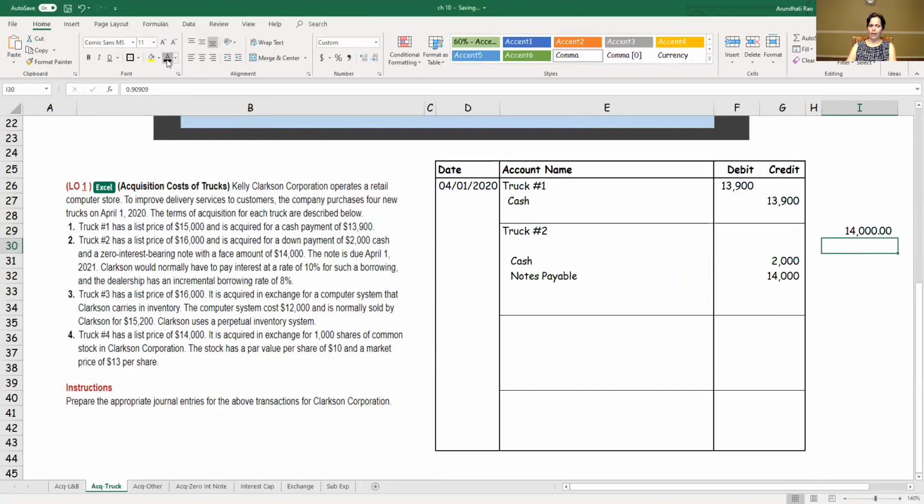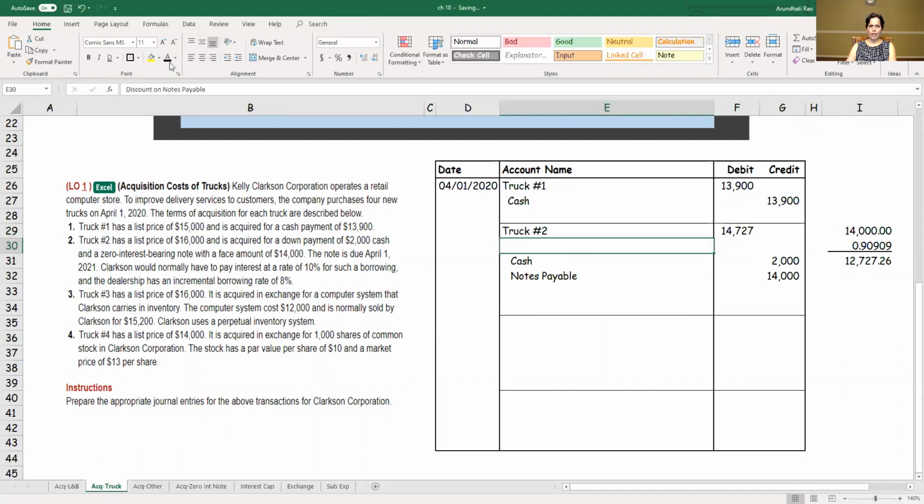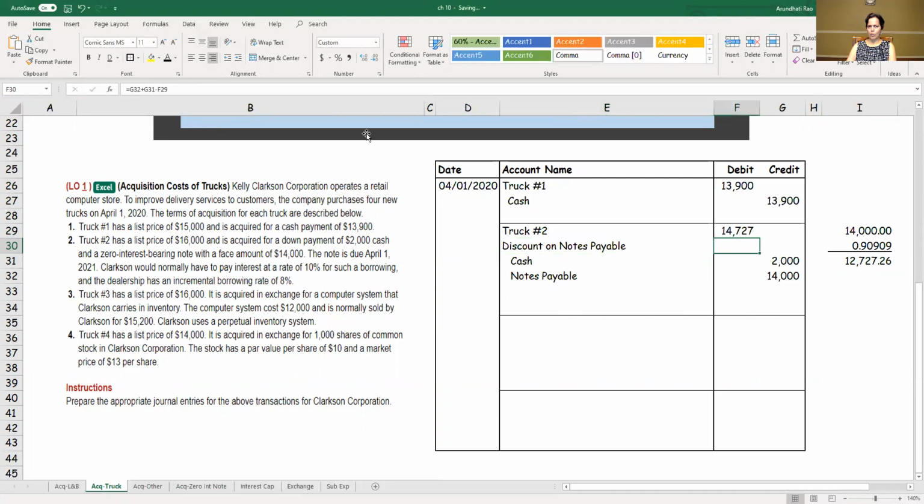And the factor I come up with is 0.90909. So 14,000 times this discount factor, I come up with $12,727. That plus the $2,000 is the carrying value, is the present value of this note. And the discount on notes payable is going to be $1,276. So again, let's go over this once again.